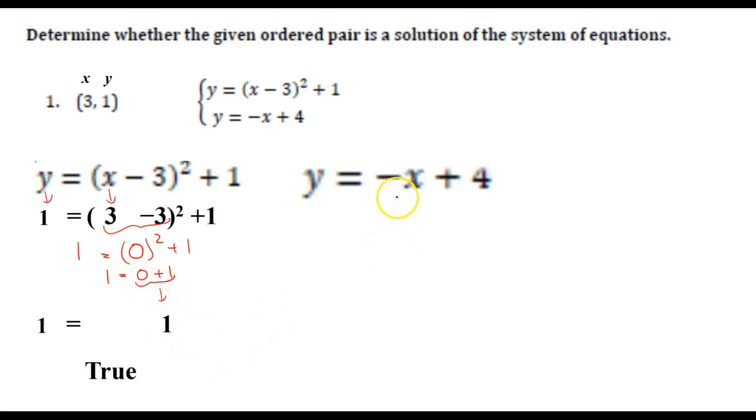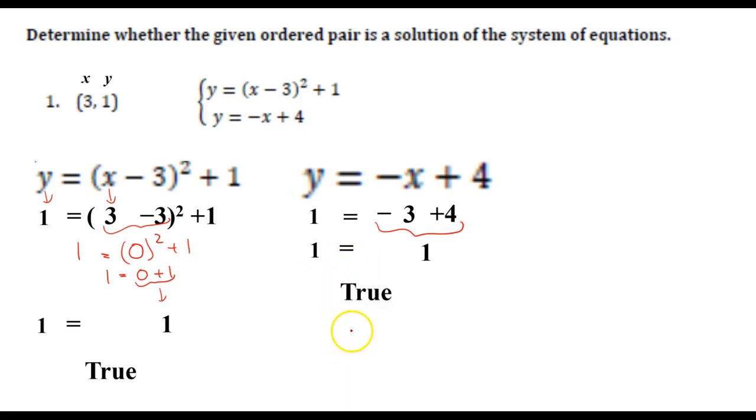Let's continue on. So again, we'll replace y with 1 and x with 3. I'm going to rewrite everything else, the equal sign, the negative, and the plus 4. And let's see if this works out to be a positive 1 as well.